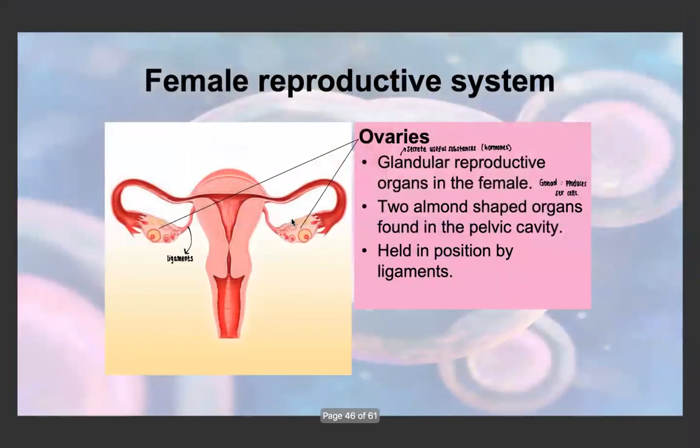These are just more diagrams. If we start with the ovaries, they are glandular reproductive organs in the females. The ovaries are the female gonads, so they produce the female sex cells, the ova.